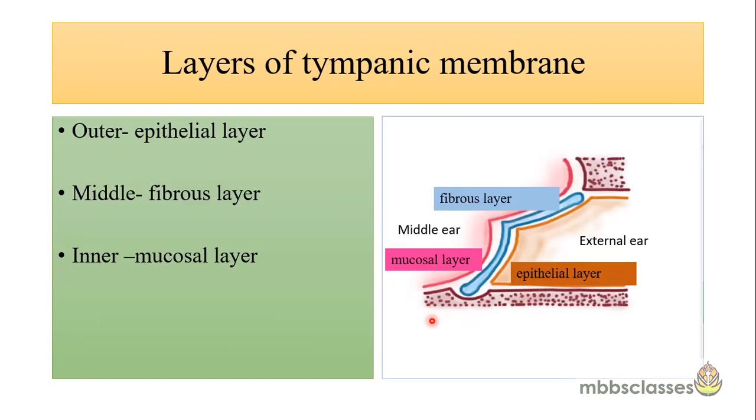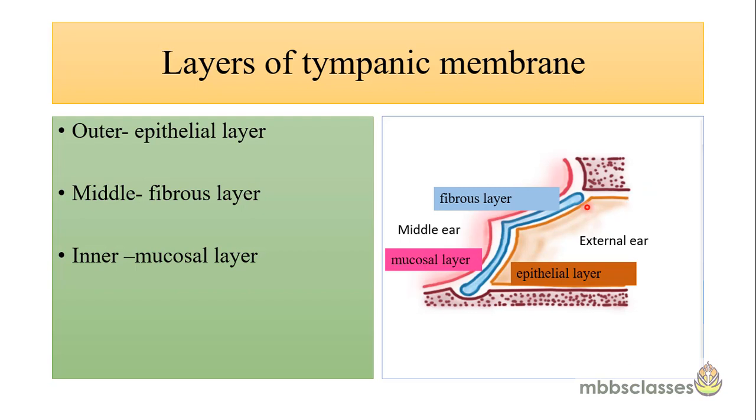So now coming to the layers of the tympanic membrane. The tympanic membrane is not a single layer of membrane. It has three different layers. So what are the three different layers? The outermost layer, or the lateralmost layer, in this schematic diagram, is the epithelial layer. This epithelial layer is continuous with the epithelium of the external auditory canal.